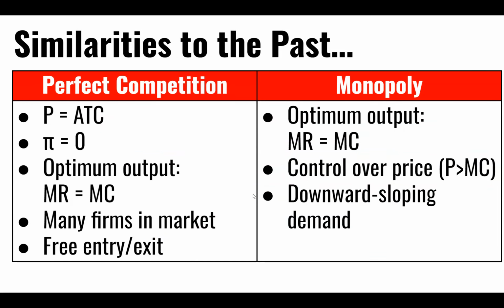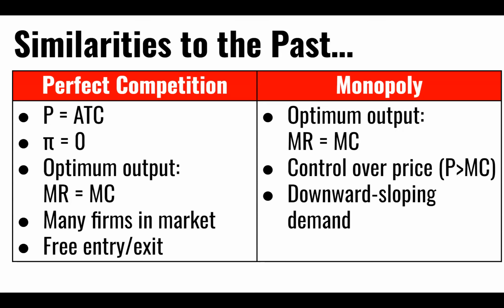So comparing monopolistic competition to both perfect competition and monopoly. Just like in perfect competition, in the long run, monopolistic competition will have an outcome where price equals ATC. It will have a situation where profit is zero. The optimal output will still be determined using MC equals MR. There will still be many firms in the market. And the reason that profit is zero is because that free entry and exit allowed firms to either come in seeking positive profit or leaving if there was negative profit.